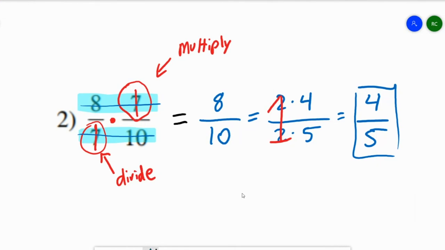Now, clever students will notice that you could have done this part right here, this dividing by 2. You could have done that way back in the first step. I could have noticed that, hey, 10 divided by 2 is 5, and 8 divided by 2 is 4. And that is another valid way of doing this.